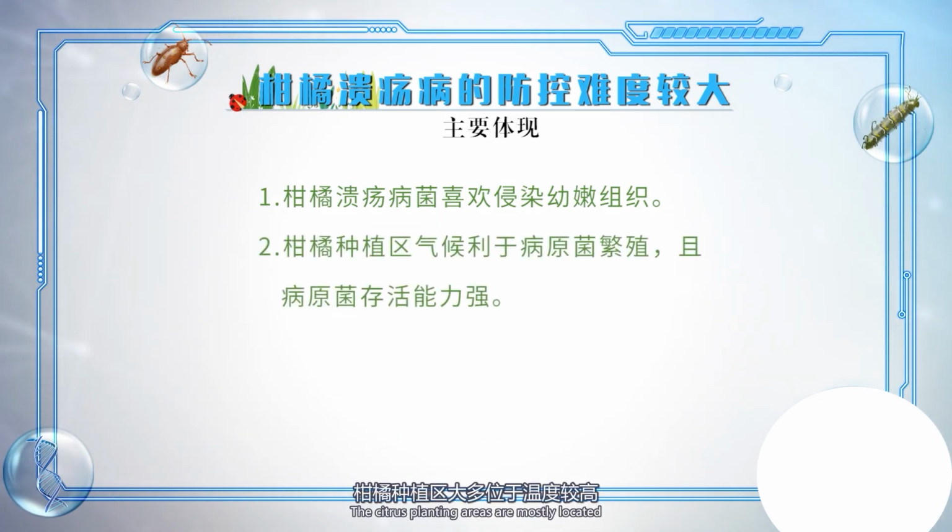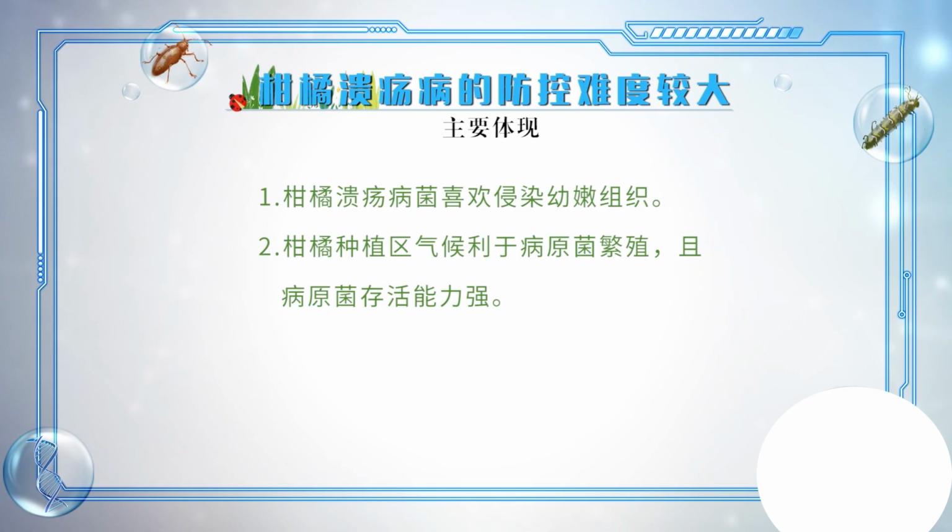2. The citrus planting areas are mostly located in low-latitude areas with high temperature and high humidity, which is conducive to the reproduction of pathogenic bacteria. Moreover, the bacteria have strong viability and can hide in many parts of the plant. On cloudy and rainy days, they will be splashed with rainwater to various parts, and when the conditions are suitable, they will begin to infect the plant and cause the canker.